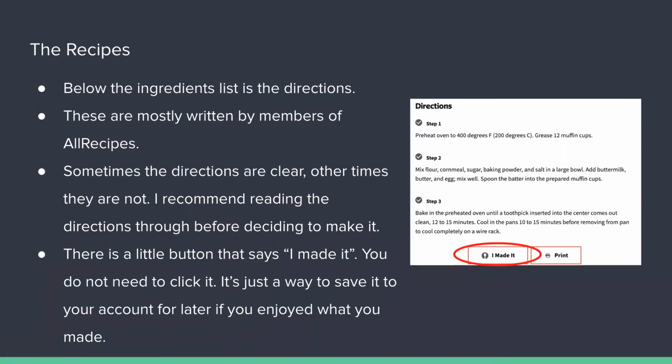There is a little button that says, I made it. You do not need to click it, it's just a way to save it to your account for later if you enjoy what you made. So if you remember that you made something and you want to remind yourself that you've made it so that it's easier to go back and remake it or record that you did make it, then you can just click I made it so that it shows that you have used the recipe in the past.